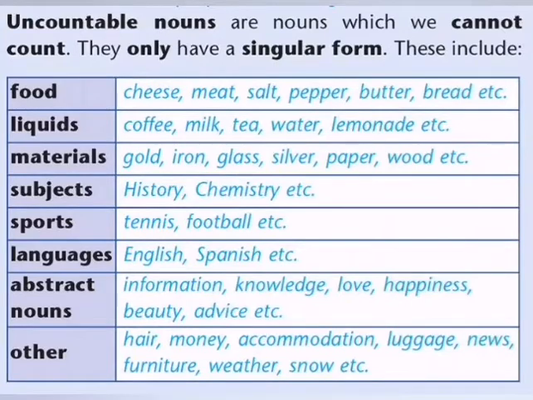Materials: gold, iron, glass, silver, paper, wood, etc. Subjects: history, chemistry, etc. Sports: tennis, football, etc. Languages: English, Spanish, etc. Abstract nouns: information, knowledge, love, happiness, beauty, advice. Other: hair, money, etc.